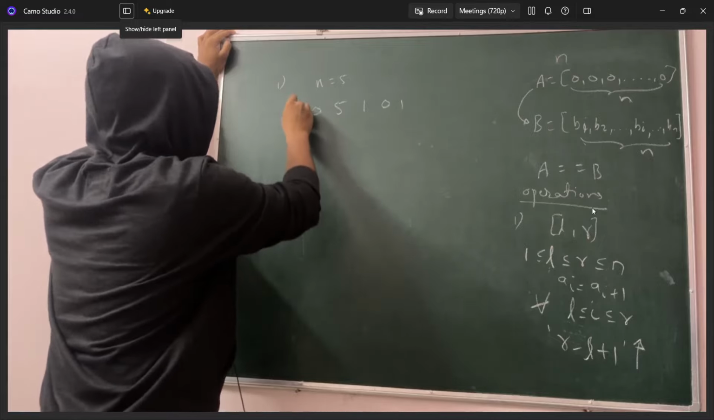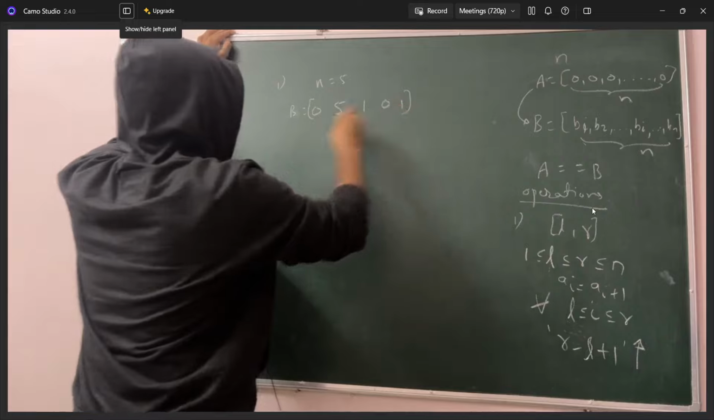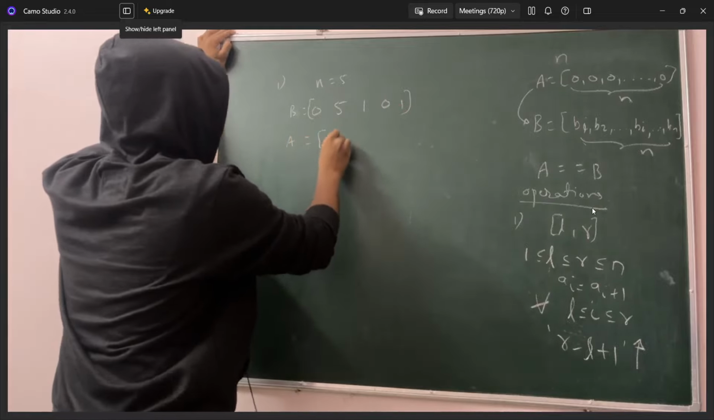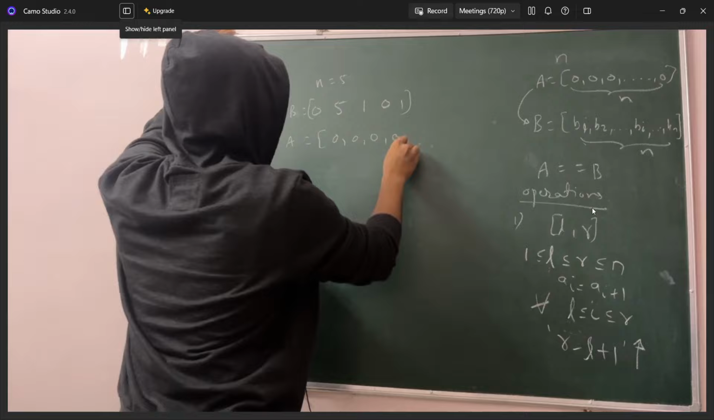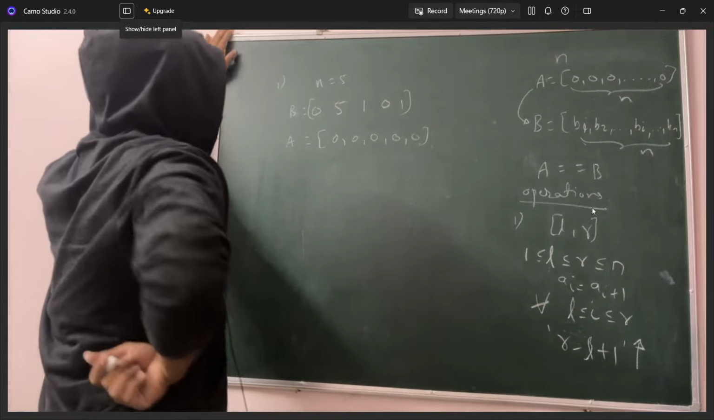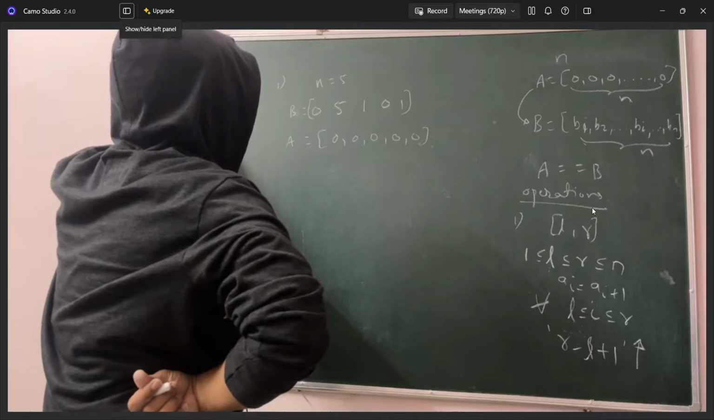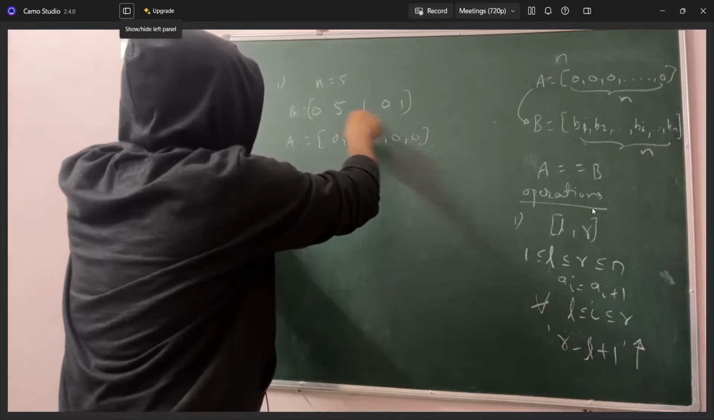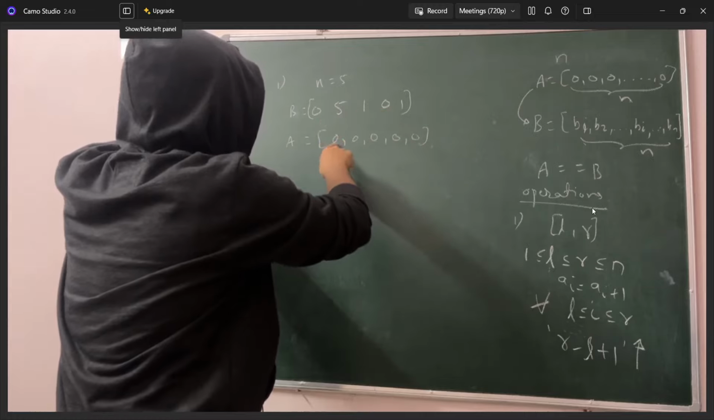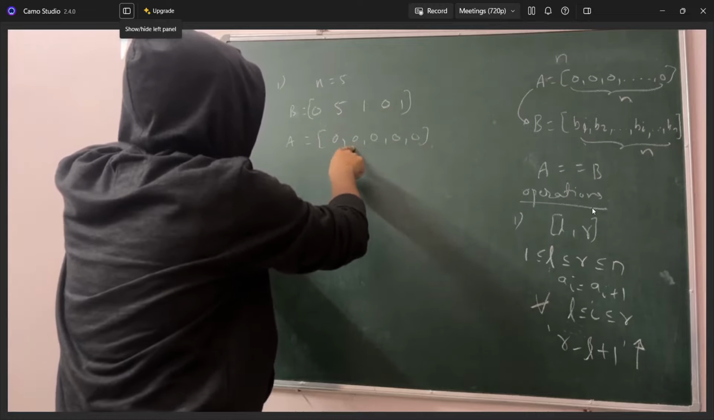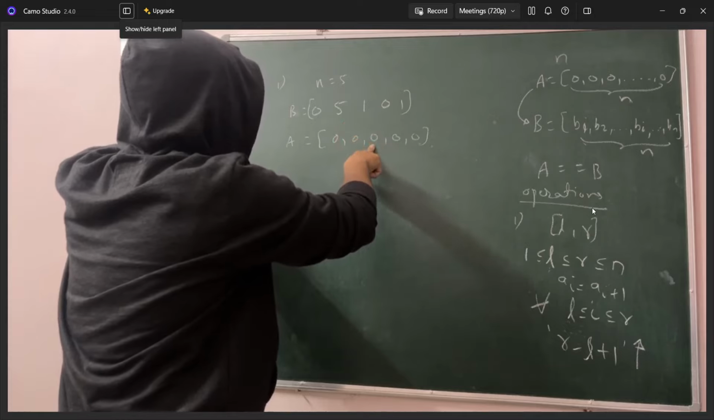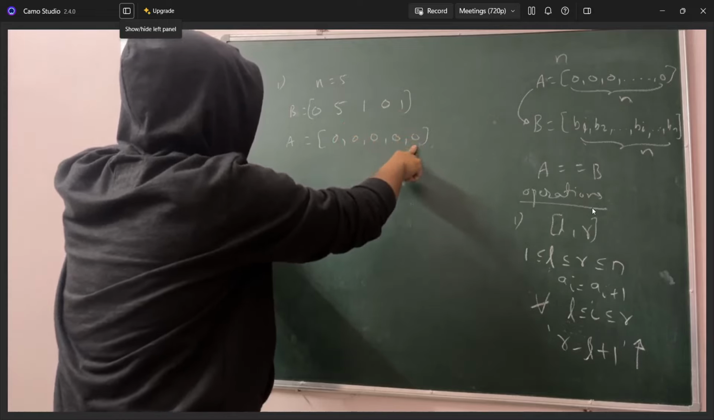First, this is array B. We have array A as all 0, 5 elements which are all 0. Now the question comes. We'll have to make 5 1 0 5 1 0 1. So we have 0 here, but you'll have to make this 5. You'll have to make this 1, and here it is 0 only. You'll have to make this 1.